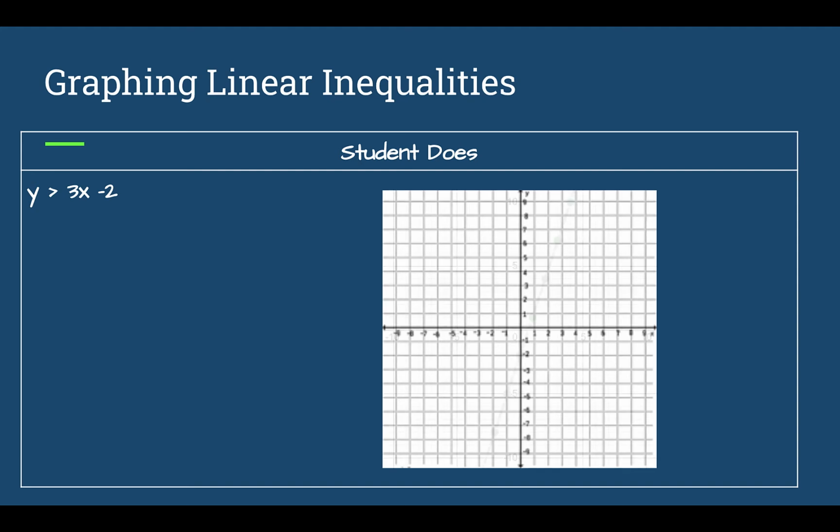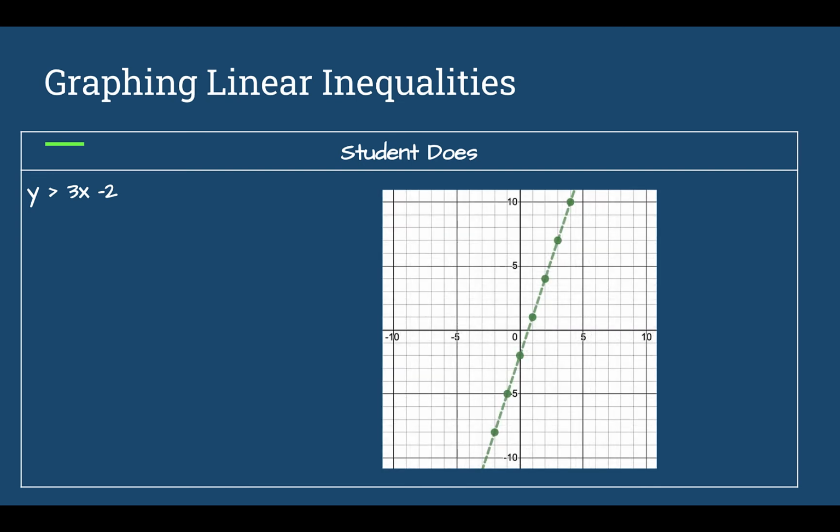Let's check. So first you should have graphed your line starting at negative 2, going up 3 over 1 each time. It's a dashed line because our symbol is just greater than. And you should have shaded above it because y is greater. So even if it looks like the shading is on the opposite side, left versus right, that's not what matters. We're shading above the line.